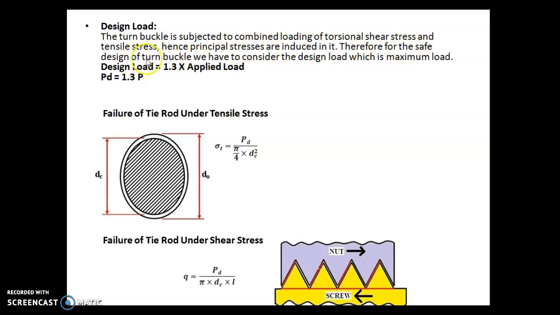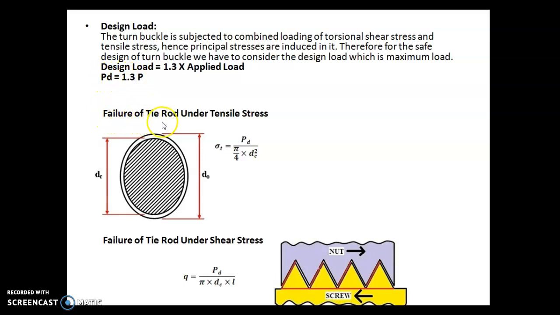Therefore, for the safe design of turnbuckle, we have to consider the design load, which is the maximum load. So design load will be 1.3 times the applied load. That is, if the applied load is suppose 100 Newton, then 1.3 times, that is 130 Newton, is to be considered as design load. That is, 30% extra load we have taken for our design purpose. For the safe side we have taken a maximum load for design consideration. Now we will see the design procedure. So design load will be 1.3 times the applied load.